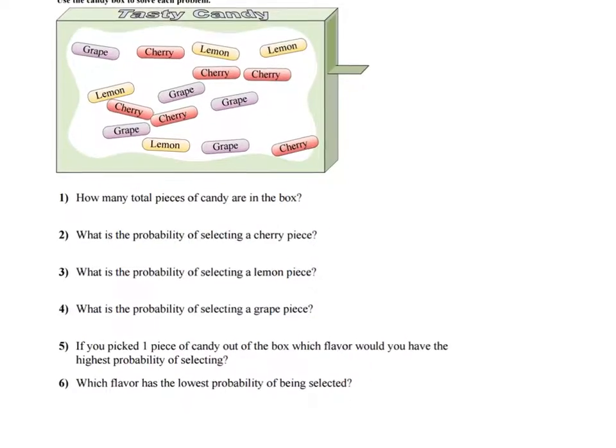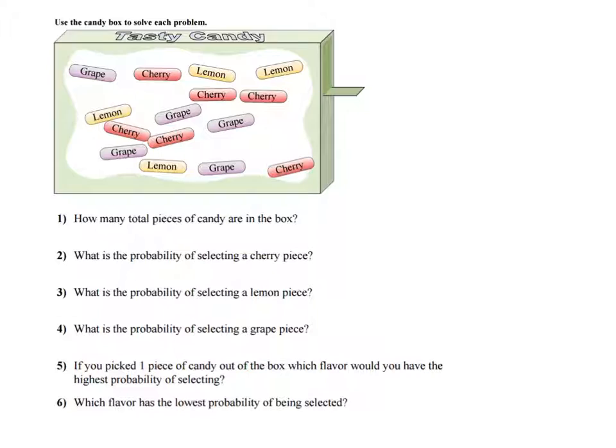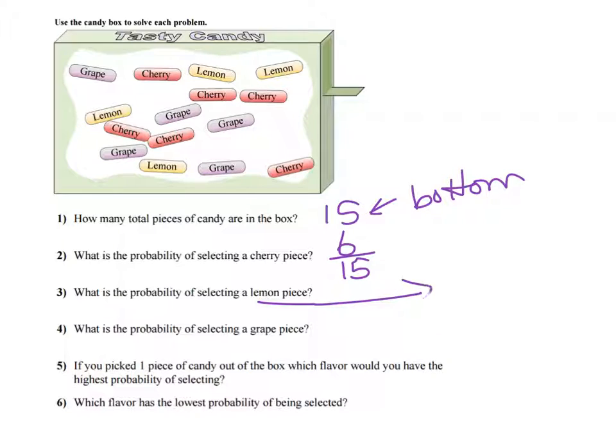Another example here. How many total pieces are in the candy box? So we just simply count to 15. Again, the total number is always going to be our bottom number. What's the probability of selecting a cherry piece? We'll count the cherries: 1, 2, 3, 4, 5, 6. Lemon, there's 4. So the probability that there's going to be a lemon piece, well, there's 4 lemons: 1, 2, 3, 4.